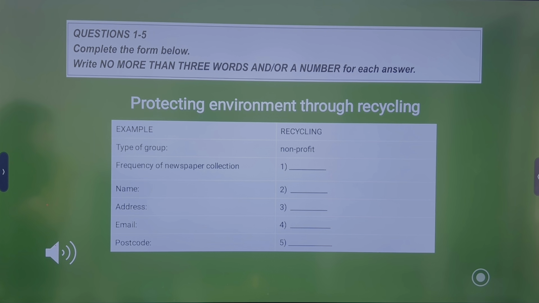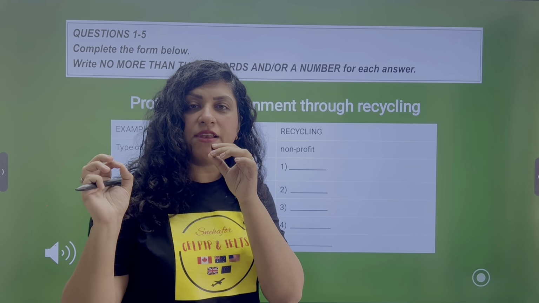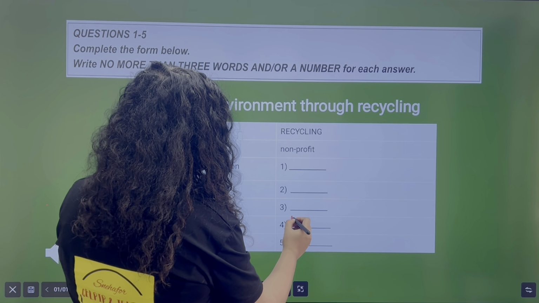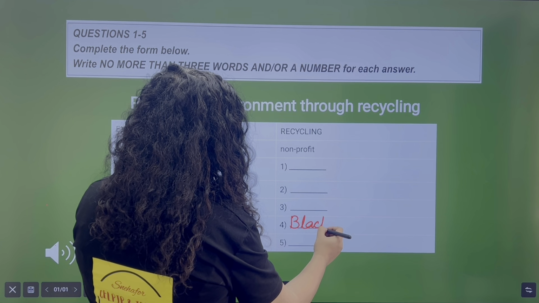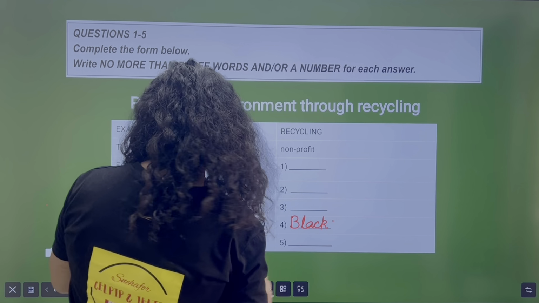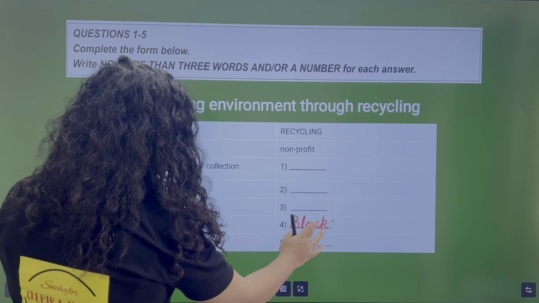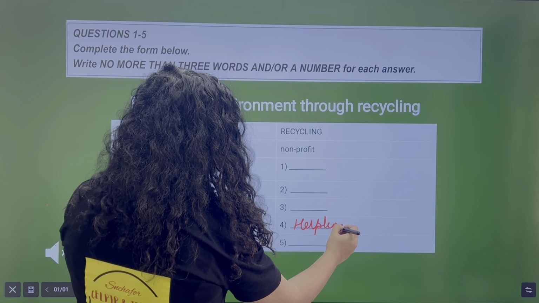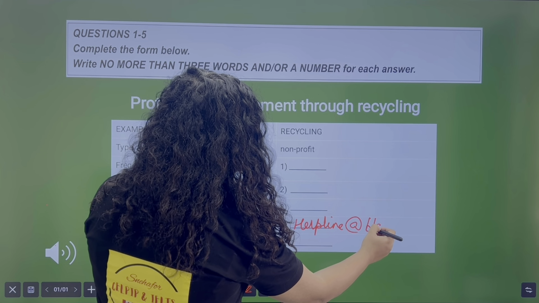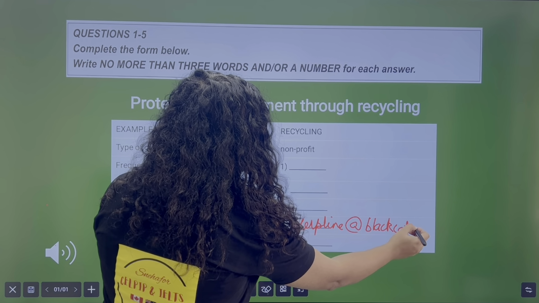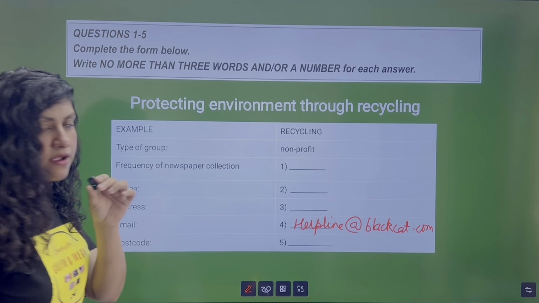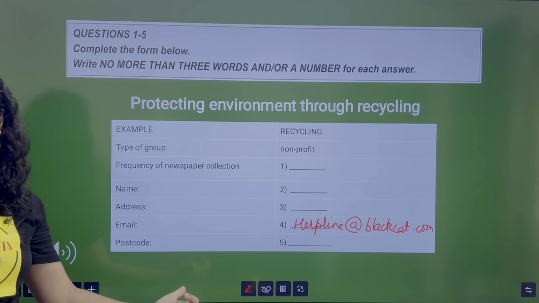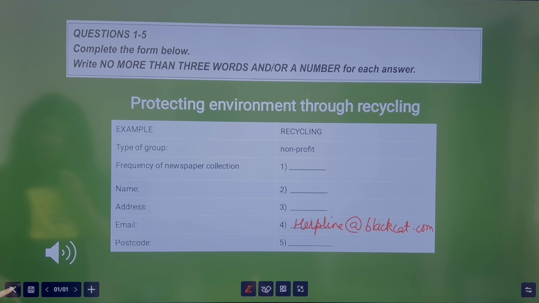Then the lady is very clearly spelling out the complete email information. What did she say? She said it was Black Cat. Sorry, not Black Cat, my bad. It was helpline at blackcat.com. So she very clearly spelled it out, right? So this was the information related to email. Now let us look at the last information, which will be related to postcode. Let's do it.